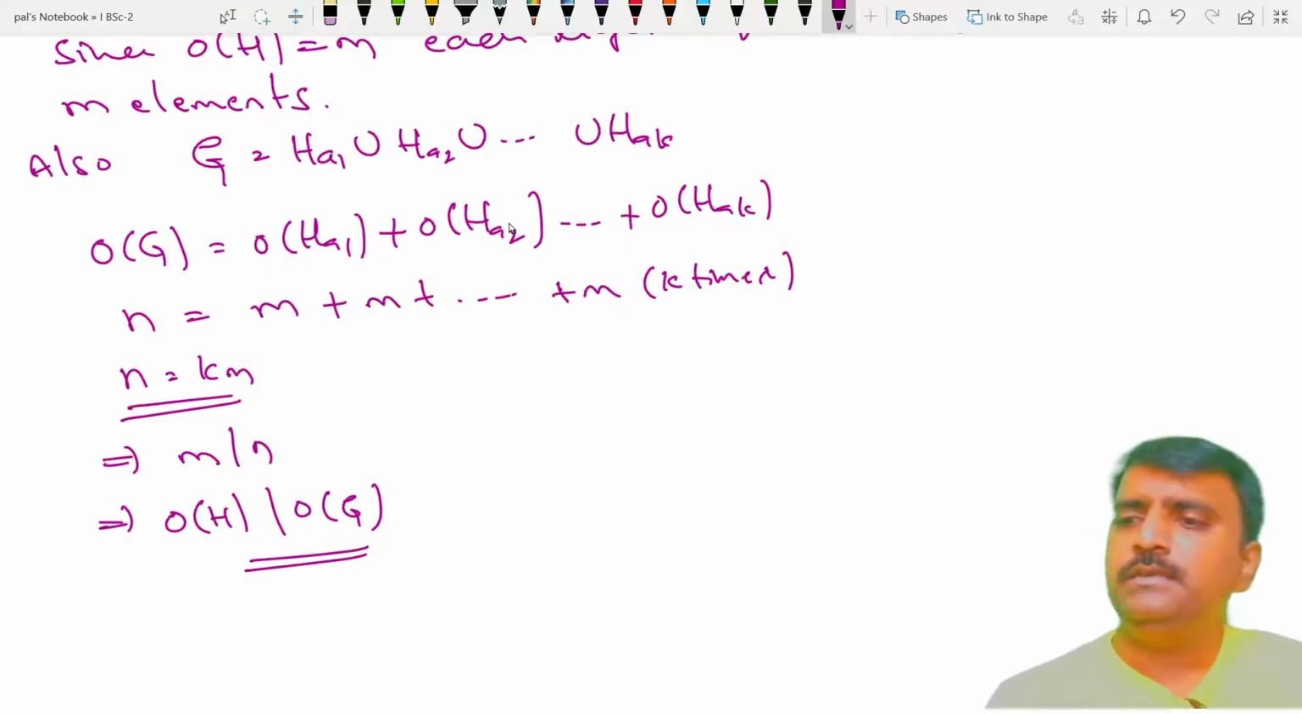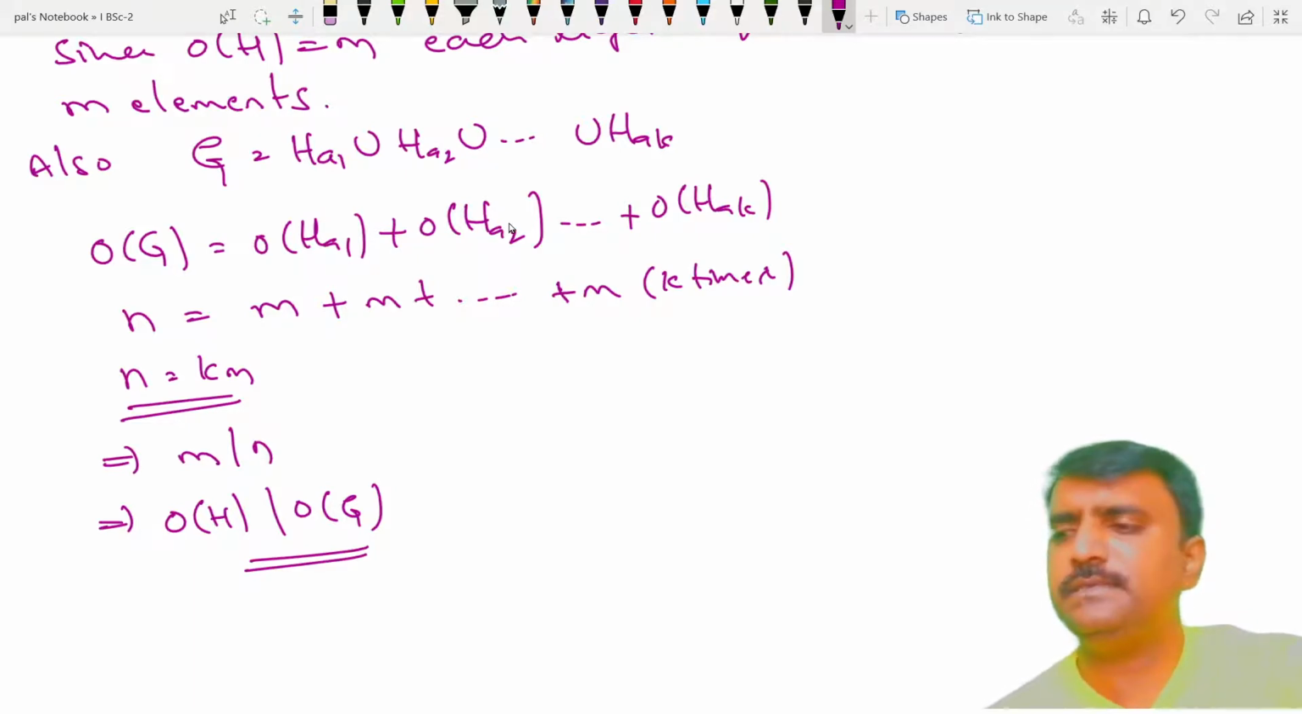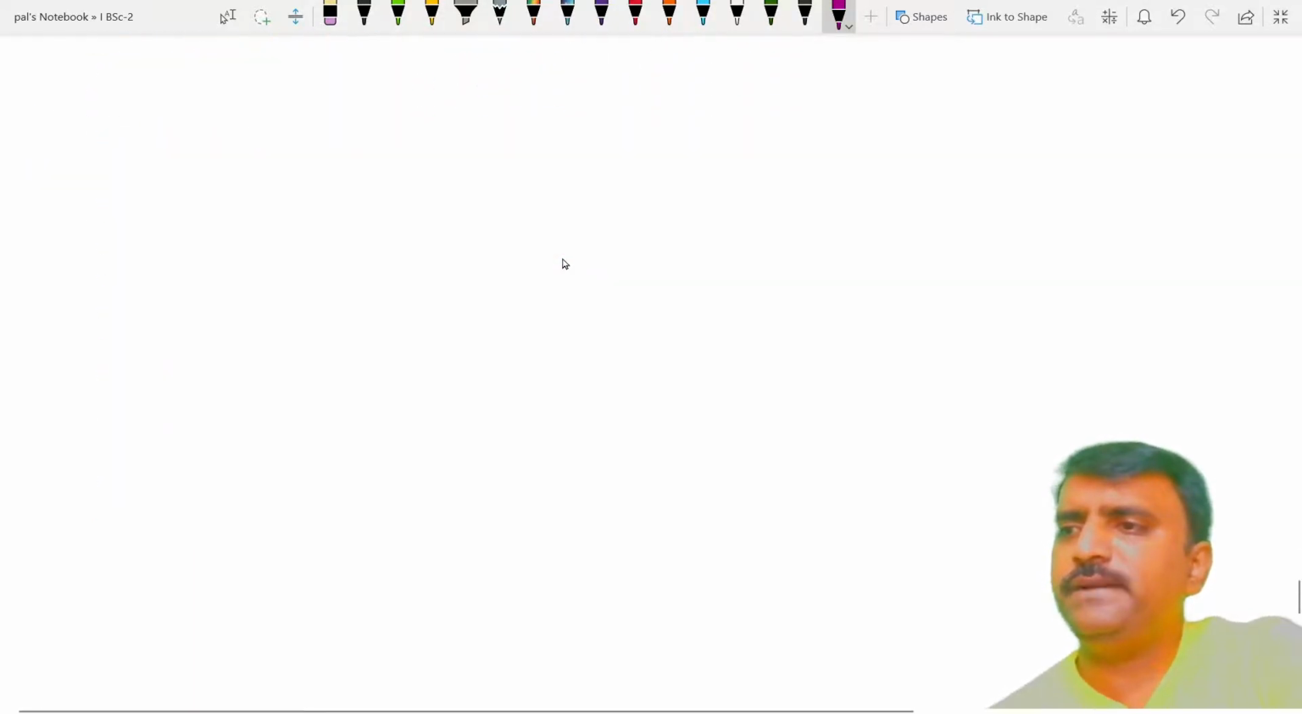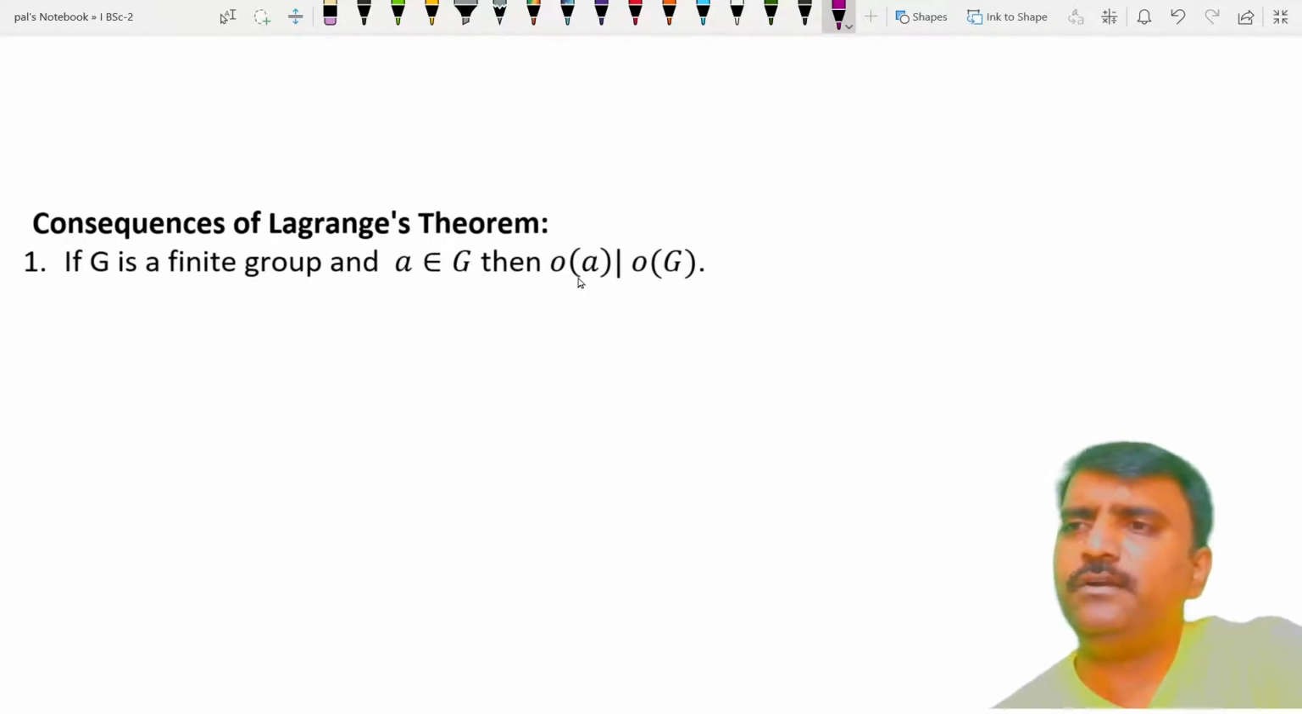Okay. So again, I wanted to discuss the consequences of Lagrange's theorem. So one of the consequences: if G is a finite group and A is an element of G, then order of A also divides order of G. A is any element, it is not necessarily a generator. So order of A divides order of G.